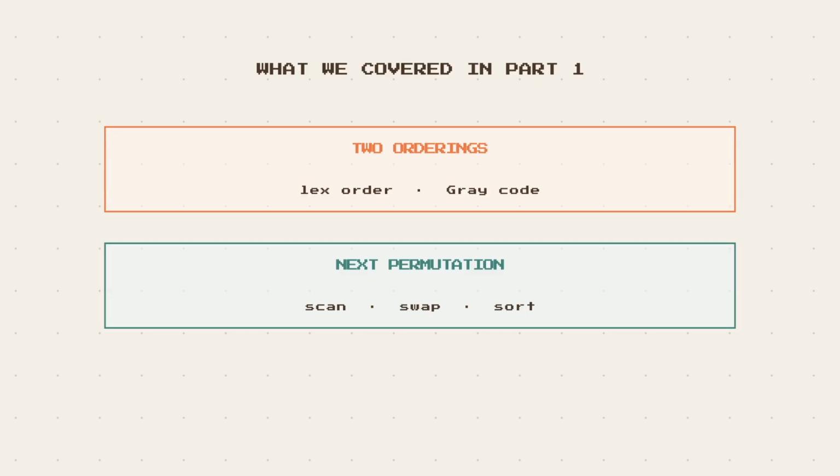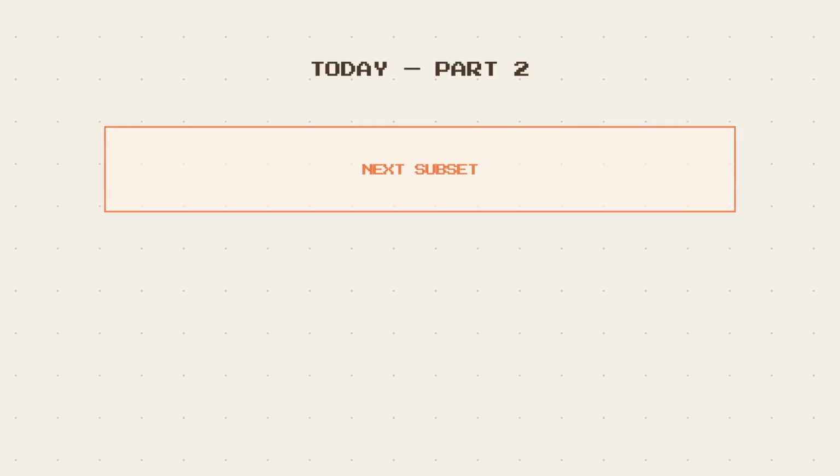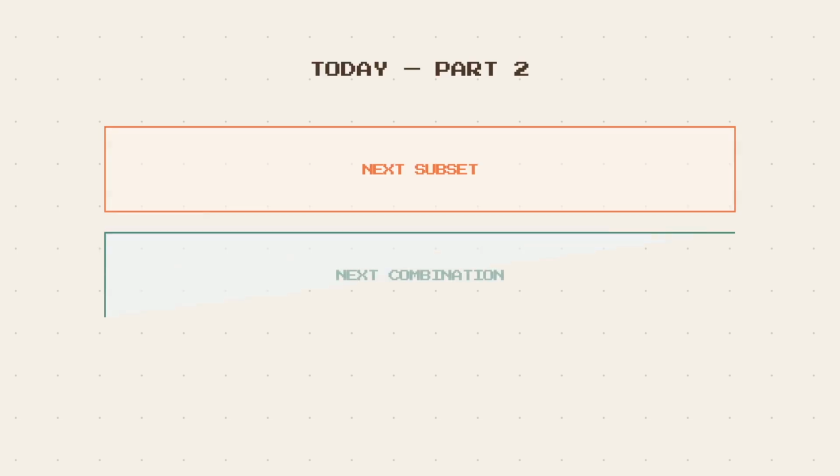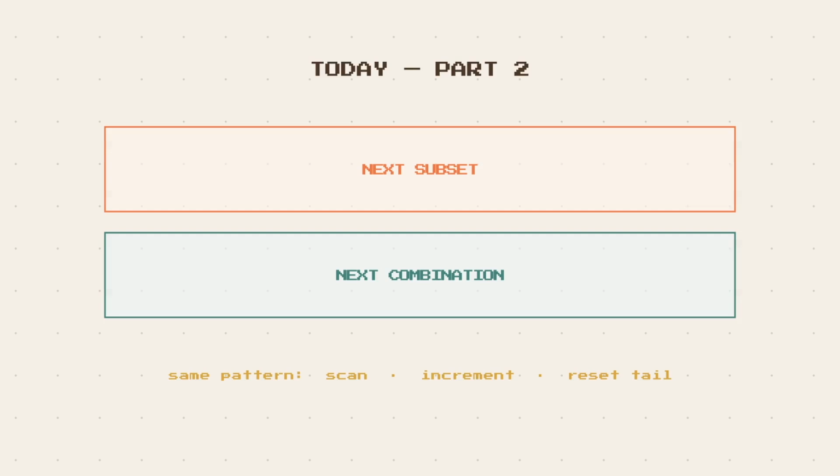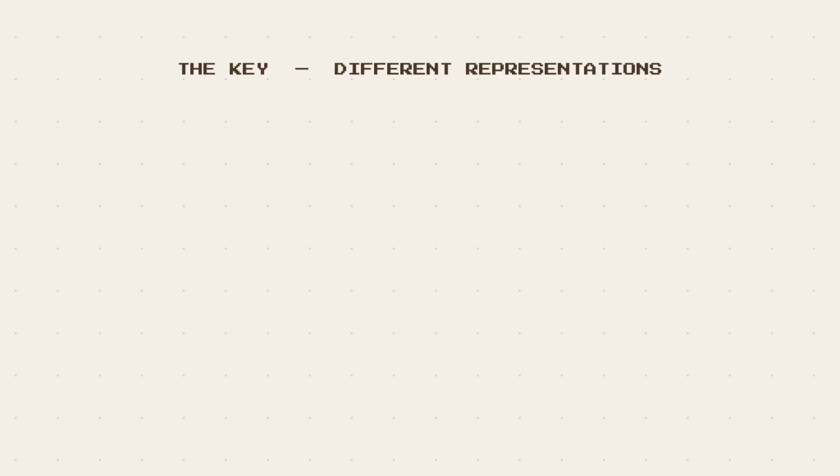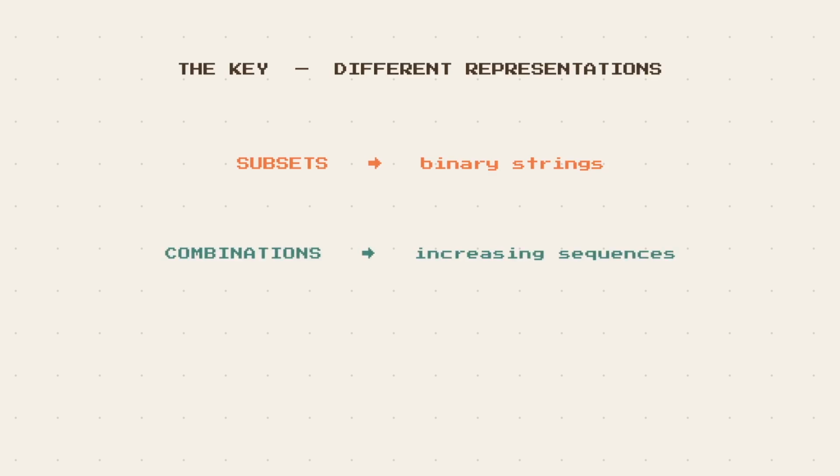So, today, we're going to take a look at two more algorithms, which are going to be the next subset and the next combination algorithm, right? Now, these two have the same pattern, which is we're just going to scan and increment and reset the tail. But the representations are going to be totally different, right? Subsets, we're going to make them into binary strings, and combinations will become increasing sequences, right? So, watch for symmetry in this case. It makes both algorithms almost trivial.